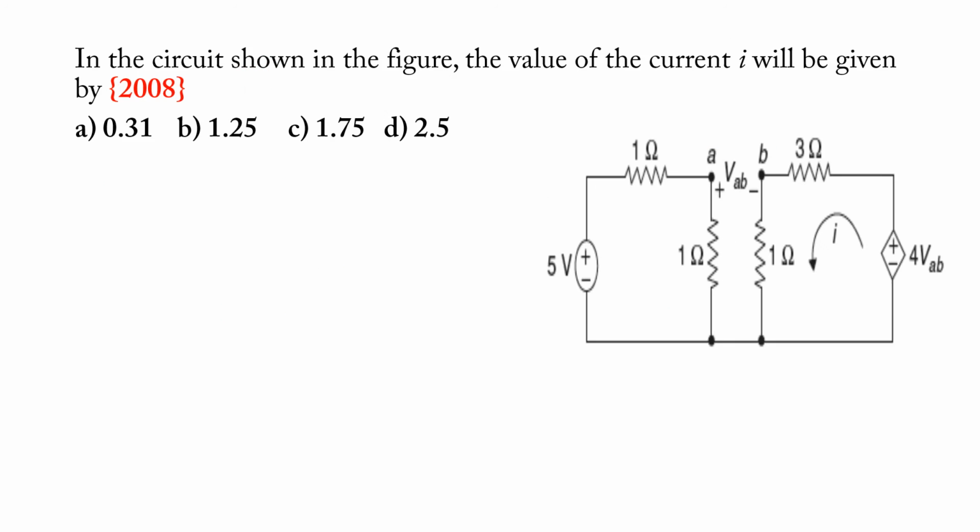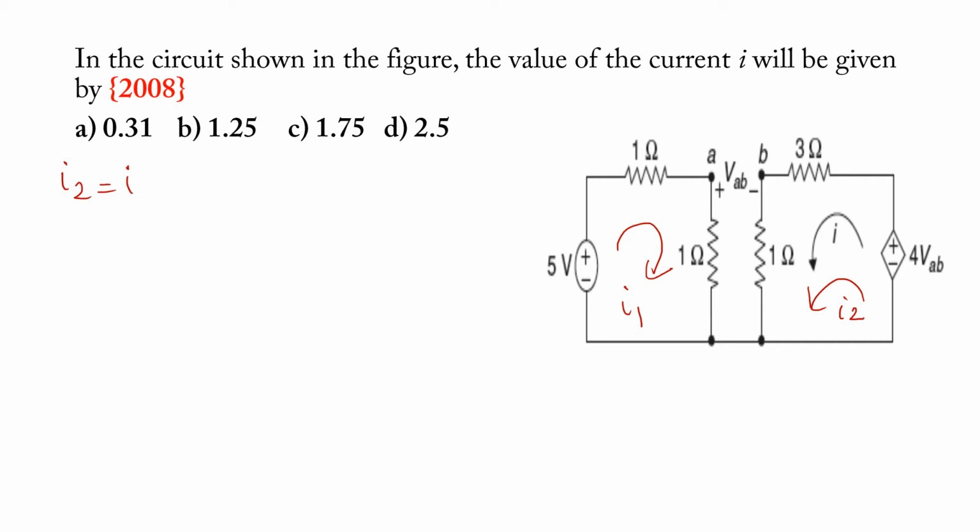Next is, in the circuit given, what is the value of the current I? It had appeared in GATE 2008 electrical paper. The options are 0.31, 1.25, 1.75 and 2.5. So we have to find what is the value of I. To find this value of I, first we consider the loop currents. This as I1, this loop current we will treat as I2. This I2 is nothing but equal to I.